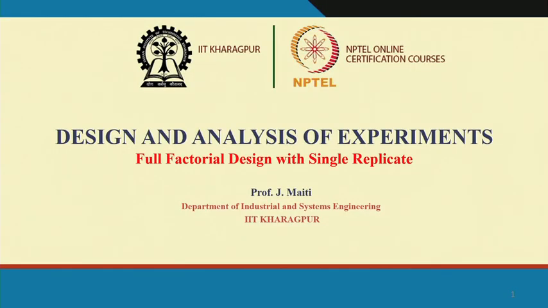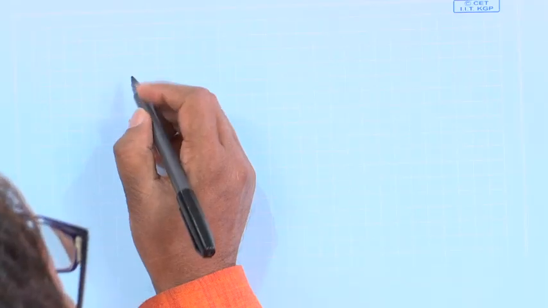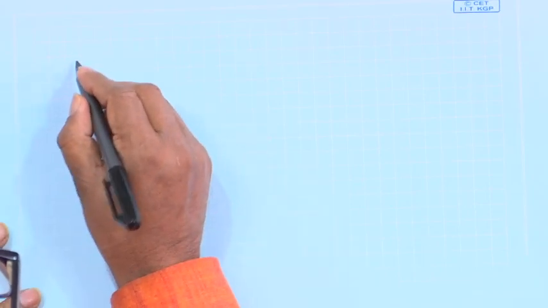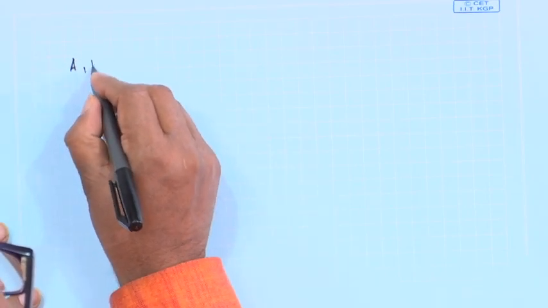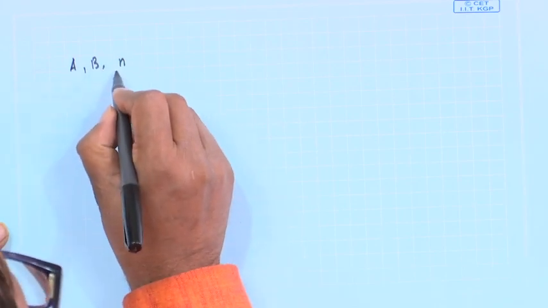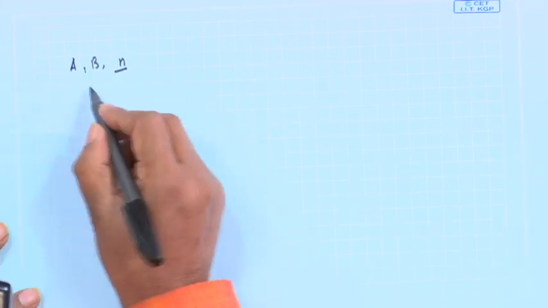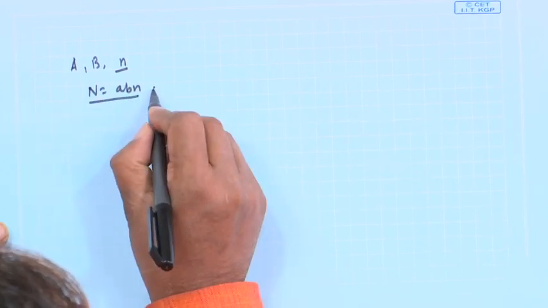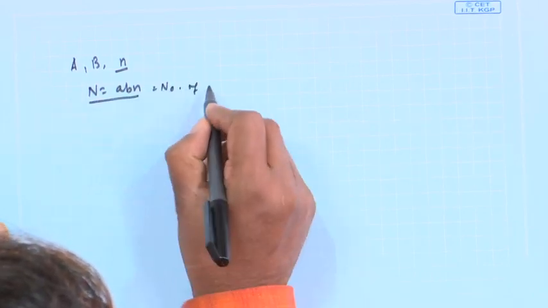Hello. We will discuss full factorial design with single replicate. We are continuing with factorial design, and you have seen that in case of even two factors with n replicates, we require a b n experimental runs.